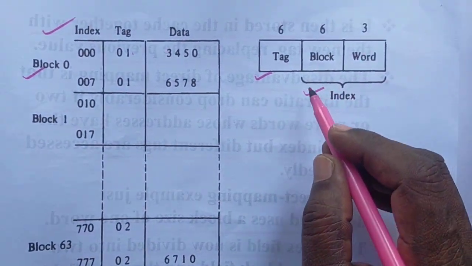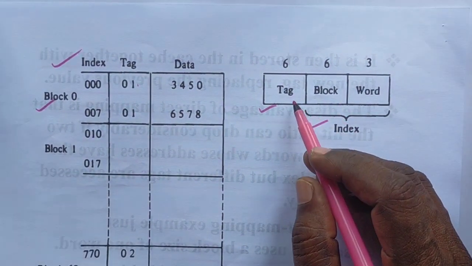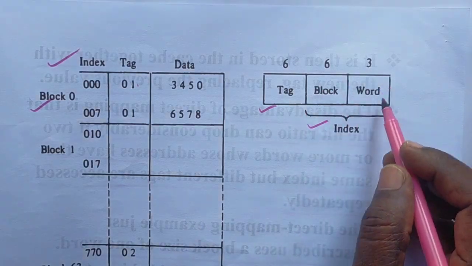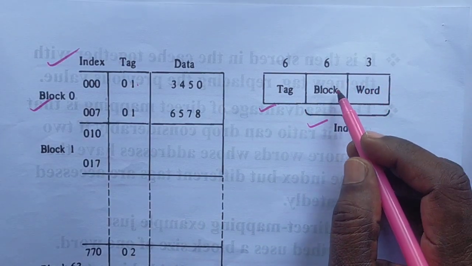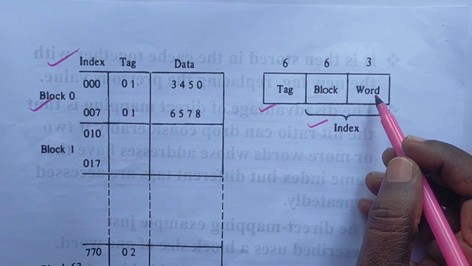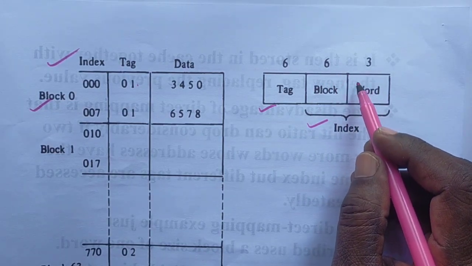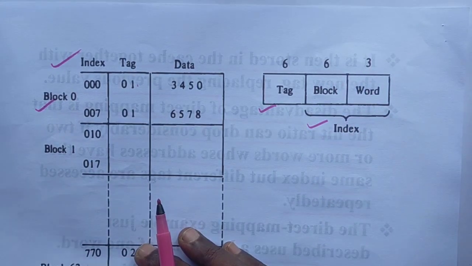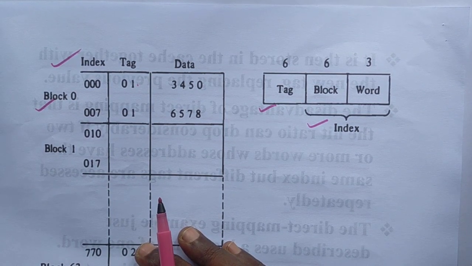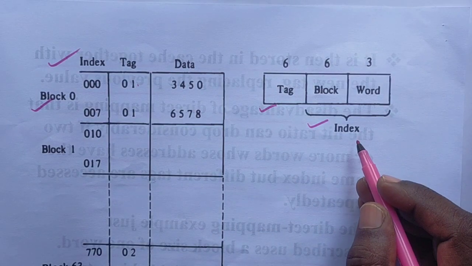The tag part is already 6 bits, but now the index part is defined as block and word. So the block part is 6 bits and the word part is 3 bits. Okay, so the total is 9 bits. The 9 bits are divided into two parts: one is the block part, another is the word part. Based on that we have to define how many bits are required for the index.